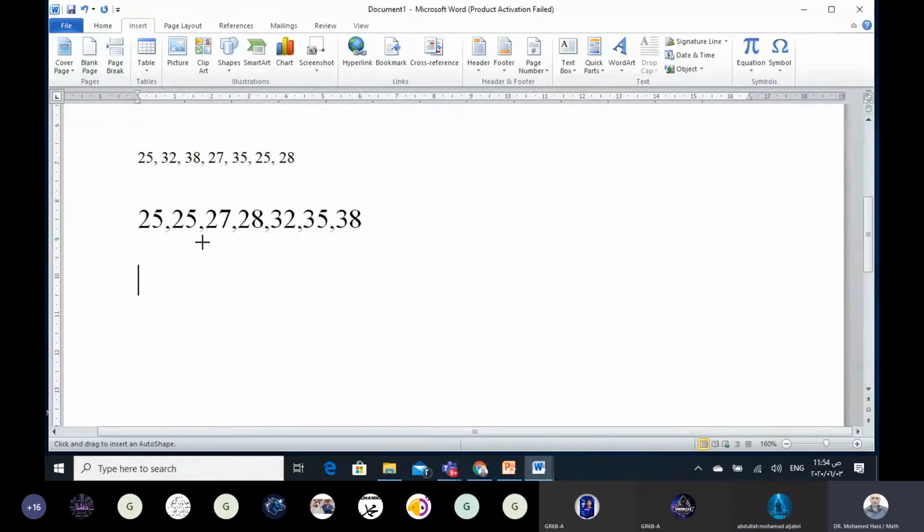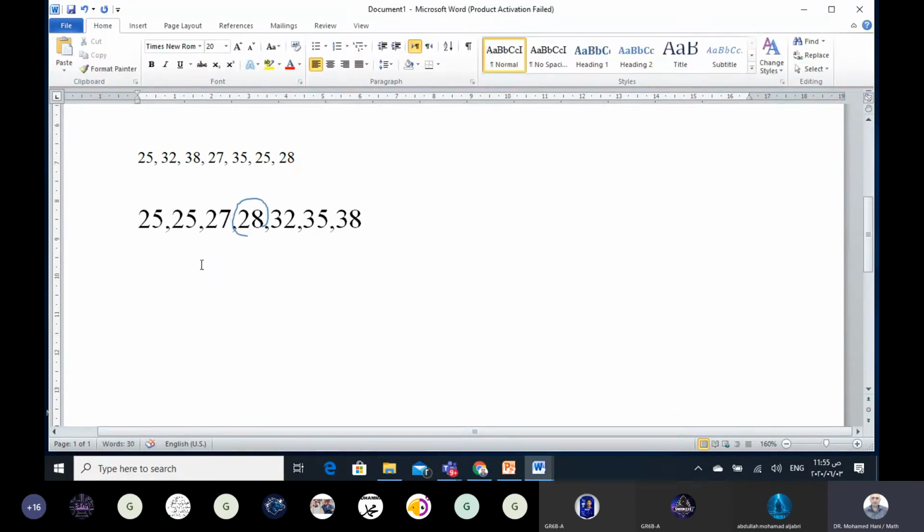Now count. We have 1, 2, 3, 4, 5, 6, 7. 7 is odd. So take the number in the middle. So that means the median equals 28. And the mode: we have 25 repeated 2 times. So the mode will be 25.